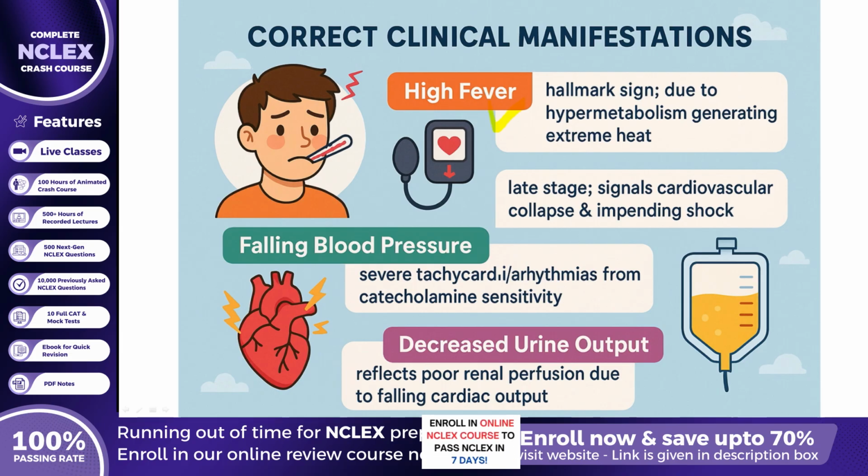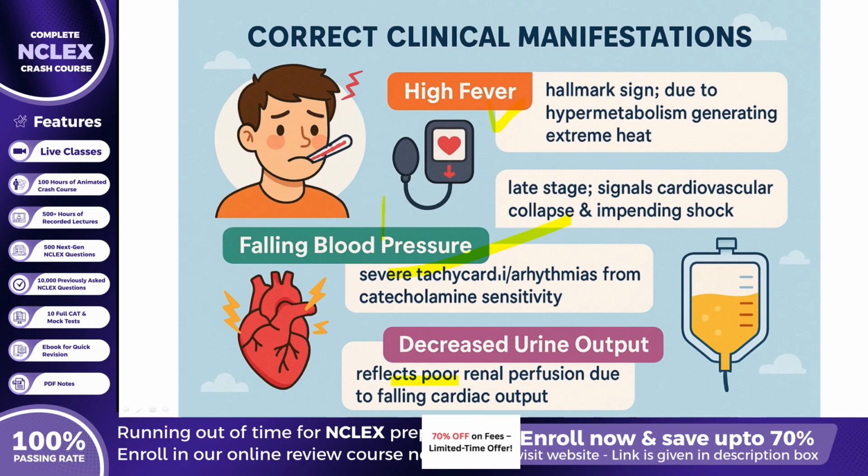Heart palpitations, on the other hand, signal the severe cardiovascular hyperstimulation seen in thyroid storm. The thyroid hormone surge dramatically increases beta-adrenergic sensitivity, leading to tachycardia, atrial fibrillation, and even heart failure. Clients often describe their heart as racing or pounding, and this is a red flag for hemodynamic instability and possible sudden cardiac death without prompt intervention.